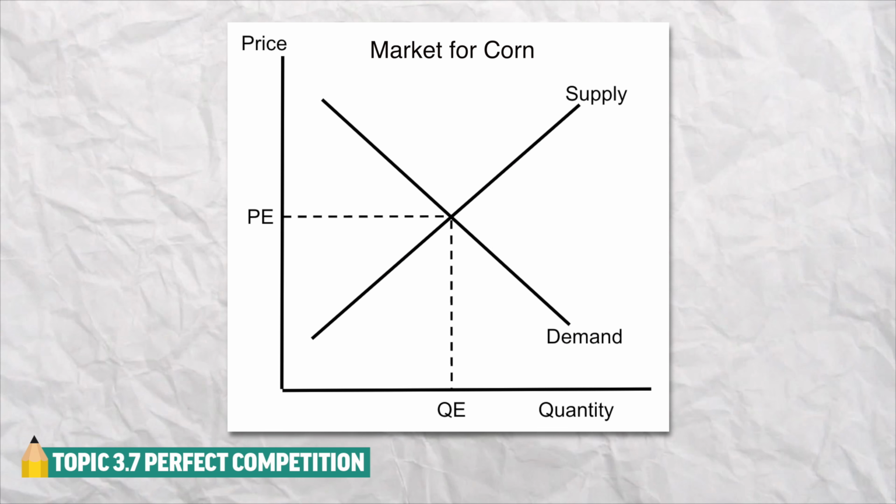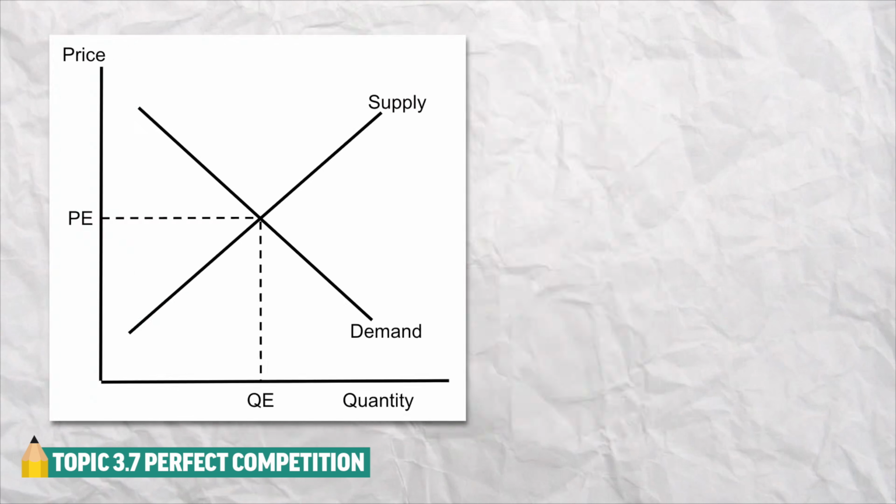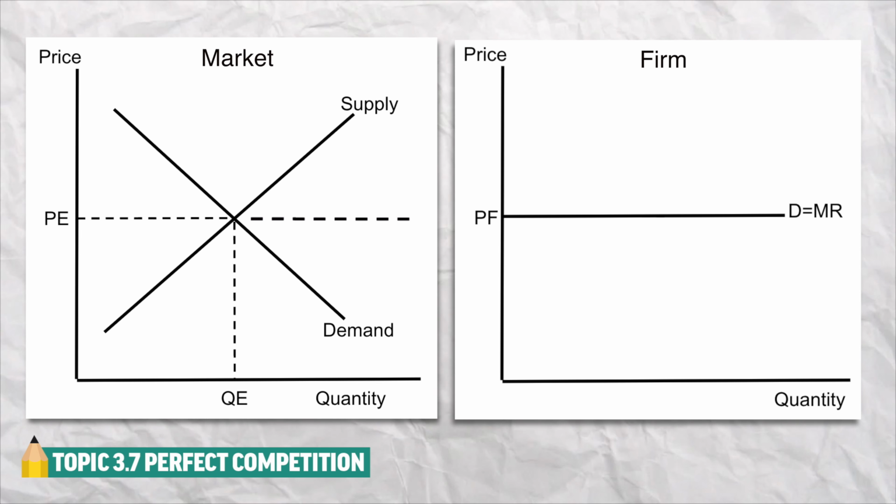We already analyzed a competitive market in Unit 2 with supply and demand. This is the market for corn. Now let's see what an individual firm looks like in that market. So the market sets the price and each firm takes that price, leading to a horizontal or perfectly elastic demand curve. Now this equals the marginal revenue, right? The additional revenue from selling another unit is just the price of that next unit. This is what I mean when I said that the firms are price takers.